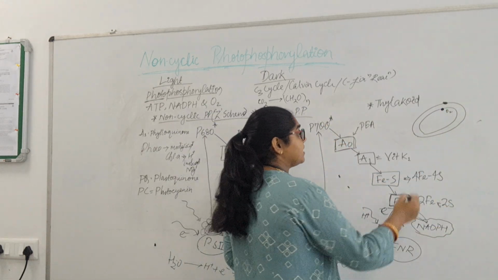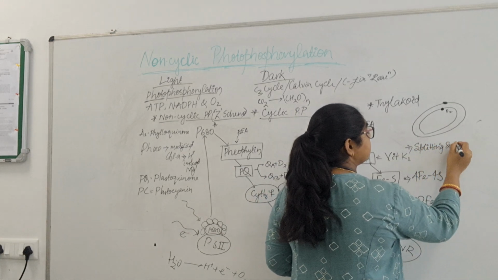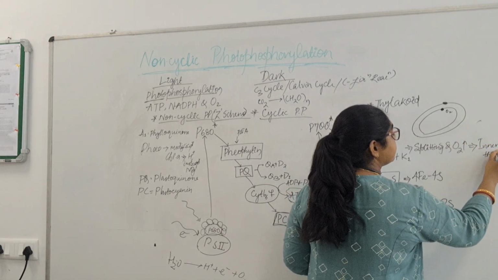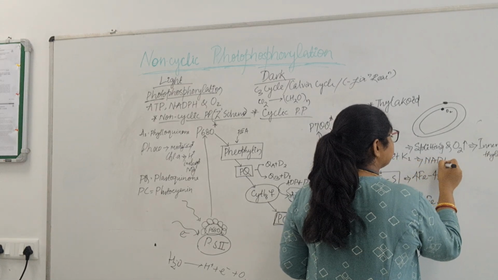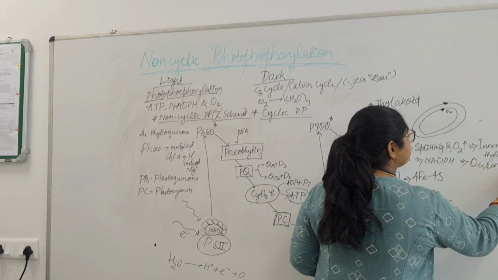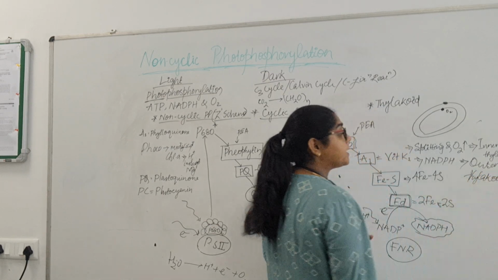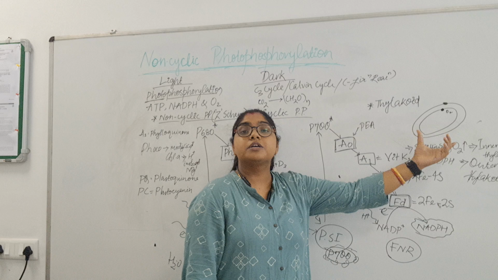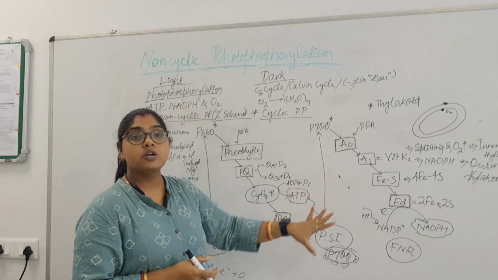So now we can say that splitting of water and oxygen evolution takes place on the inner side of the thylakoid, and NADPH production happens on the outer surface of the thylakoid. So this is the location. This makes us understand where the photolysis of water takes place and where NADP+ is reduced to produce NADPH.